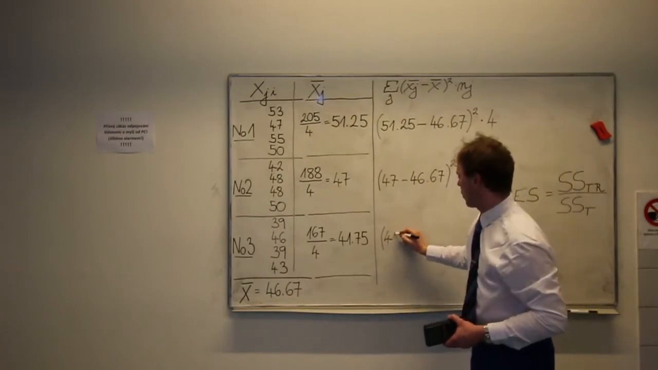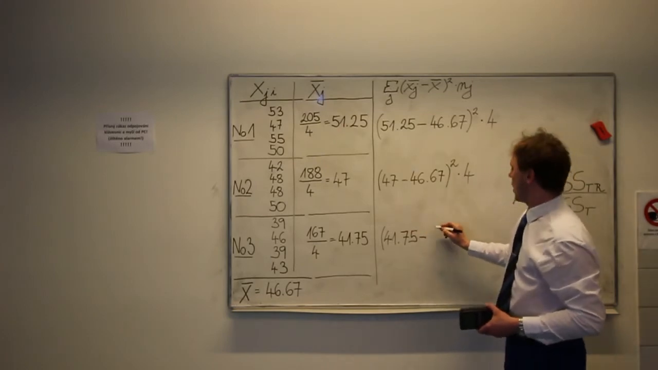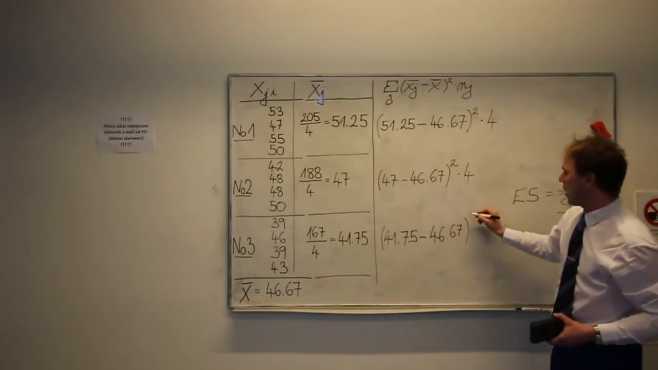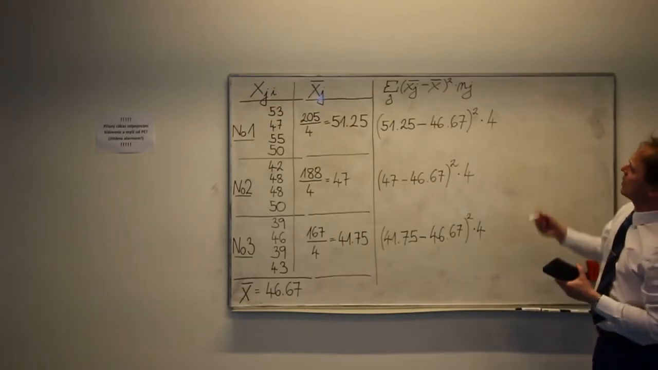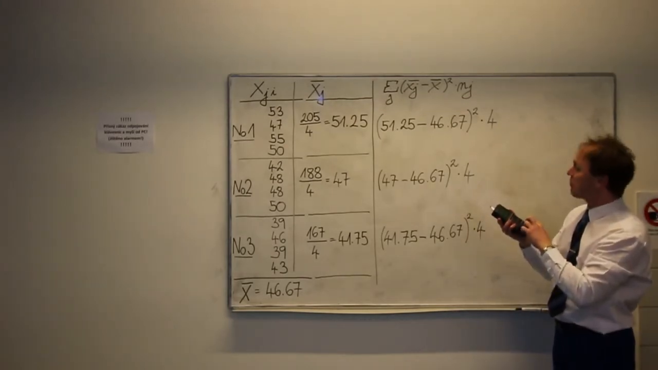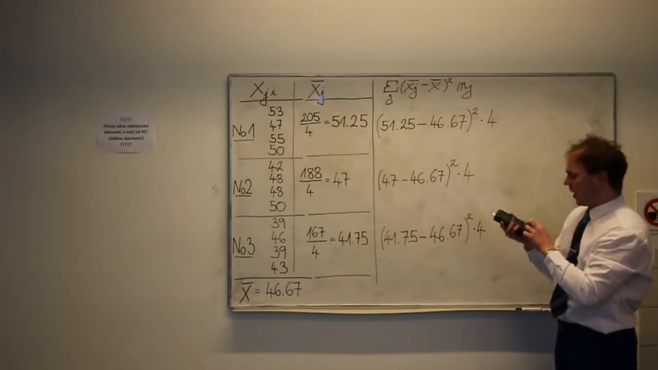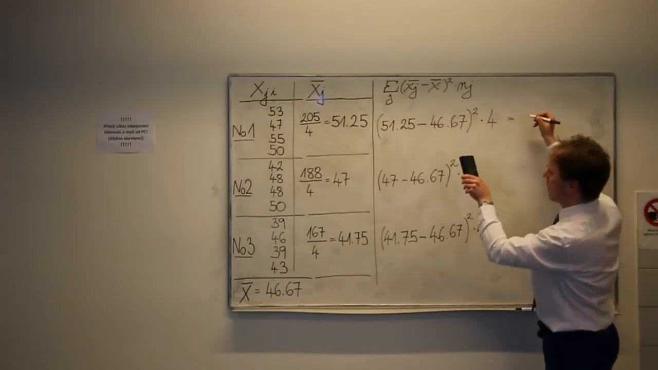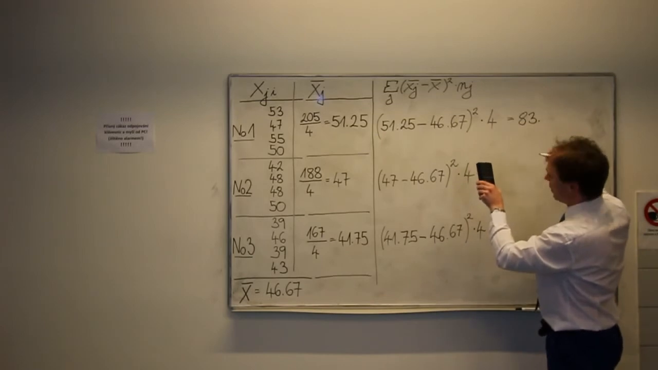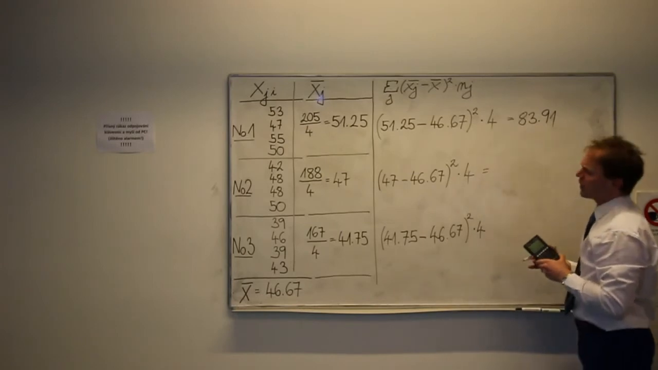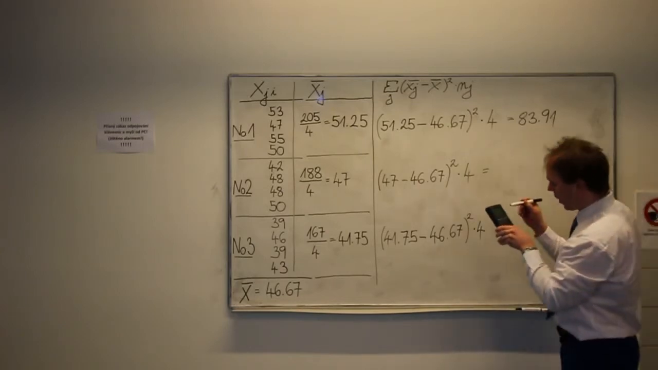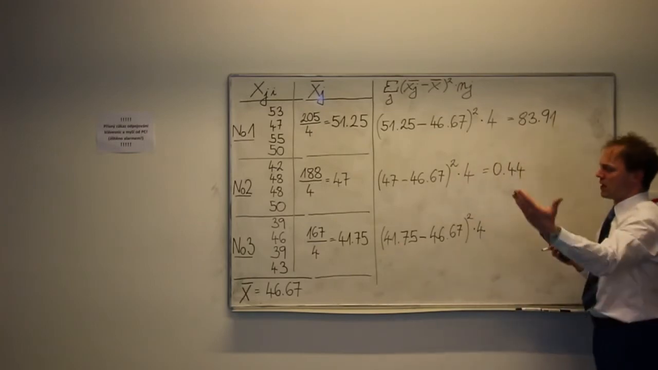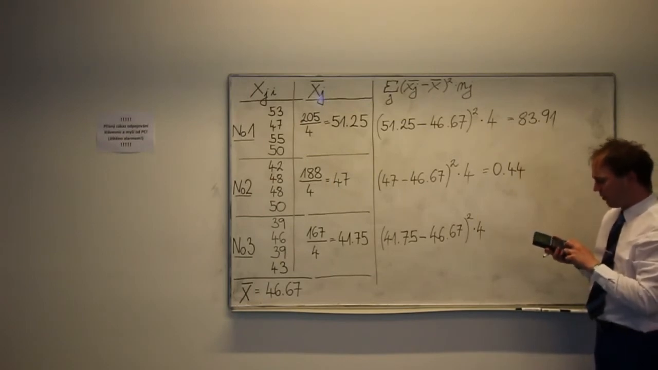And we can continue here. 41.75 minus 46.67 squared, weighted by 4 students. So you can see that this is easy. I will solve this. 51.25 minus 46.67 squared, weighted by 4 students. So there is 83.91. And we can continue. 47 minus 46.67 squared, weighted by 4, is 0.44. And we can continue. 41.75 minus 46.67 squared, weighted by 4 students.